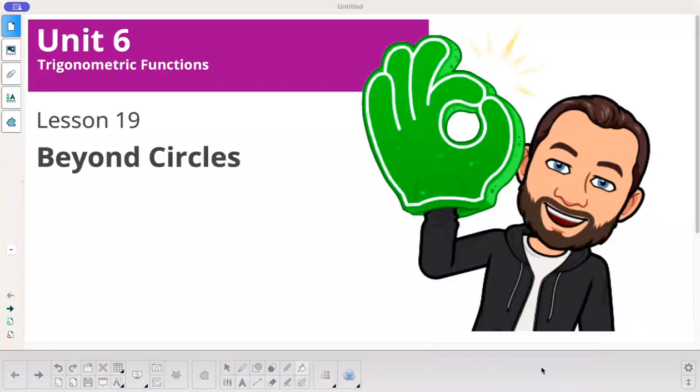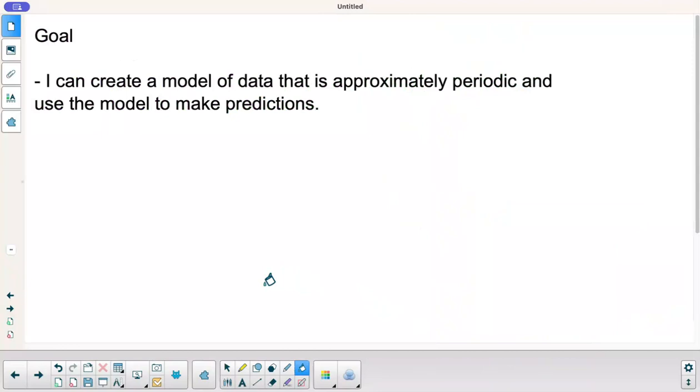Illustrative Math, Algebra 2, Unit 6, Lesson 19 is called Beyond Circles. All right, our goal today is I can create a model of data that is approximately periodic, and use the model to make predictions.